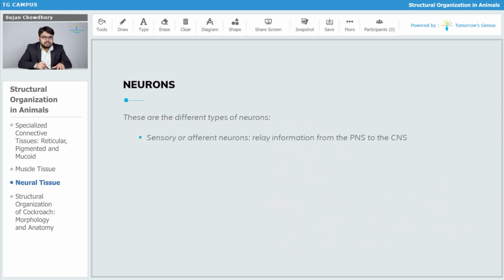So there are different types of neurons. First, we talk about the sensory or afferent neurons. Afferent neurons and sensory neurons mean the same thing. These relay information from the PNS to the CNS. So from the peripheral nervous system to the central nervous system, information is passed on by the sensory neurons.